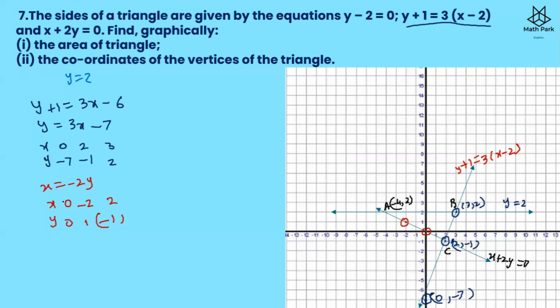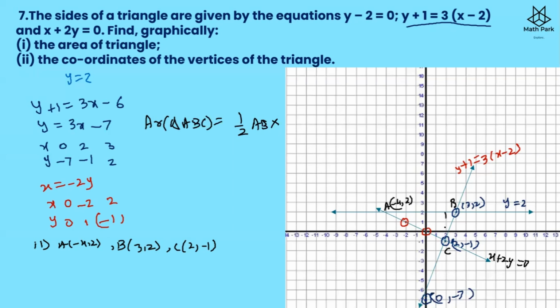So these are the vertices of a triangle. So the coordinates of the triangle are A minus 4, 2, then we have B 3, comma 2, and we have C 2, comma minus 1. Now you have to find the area of a triangle. So for area of triangle ABC, which is a half base into height. So let us take base as AB and into height. So this is the perpendicular height over here. This distance is 2 plus 1, 3 units.